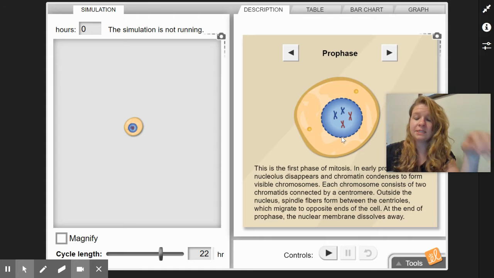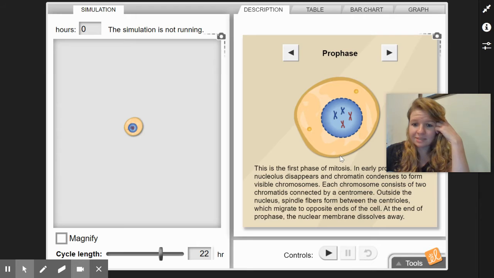Now, you'll notice it says each chromosome consists of two chromatids connected by a centromere. So this is a chromatid, this is a chromatid, and where it stays together, that's a centromere. That's going to come into play in meiosis. So right now, just make sure you know those words, but we're going to dive a little more into that when we go into meiosis.